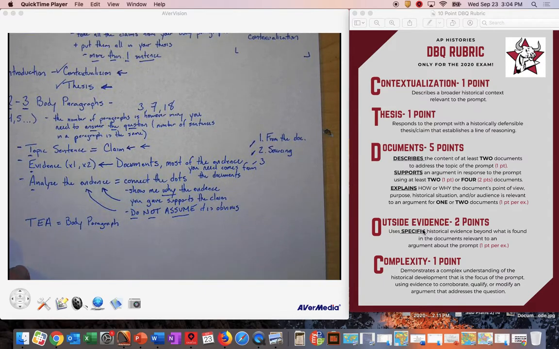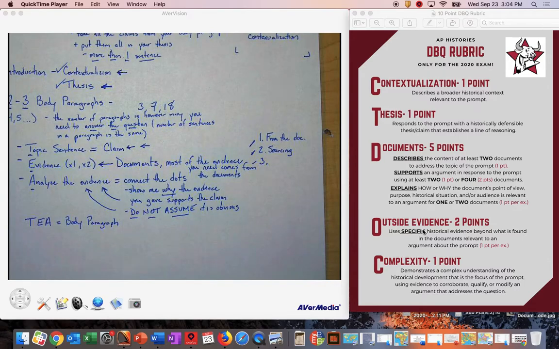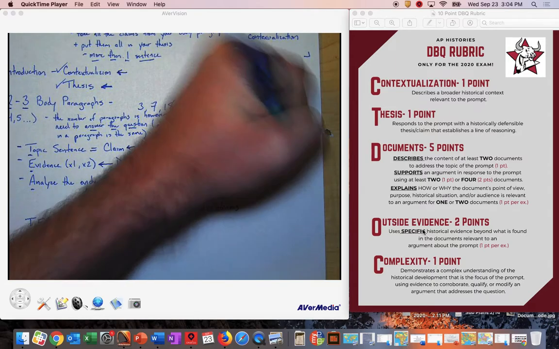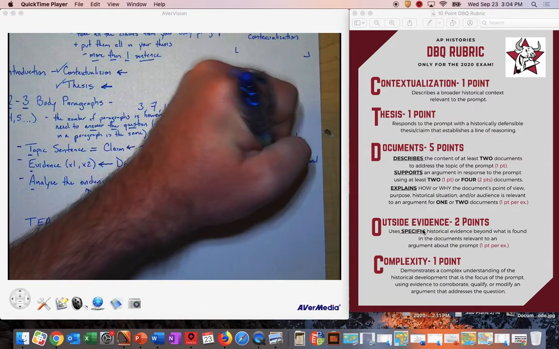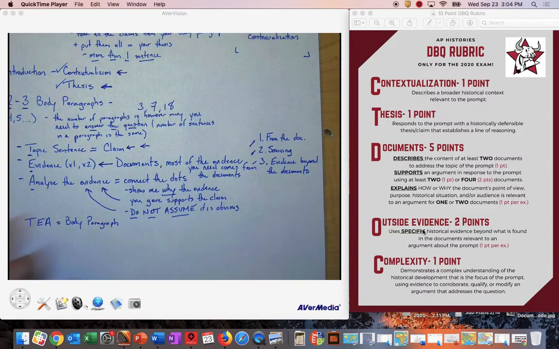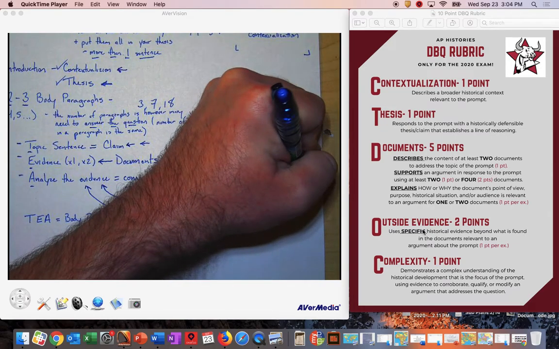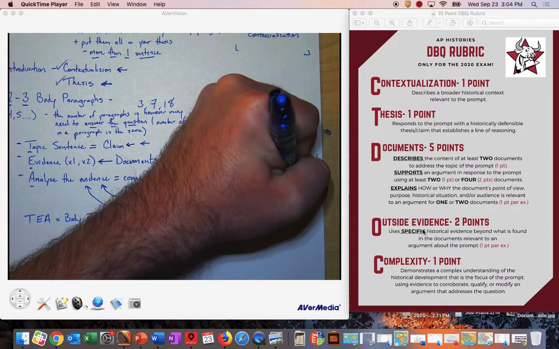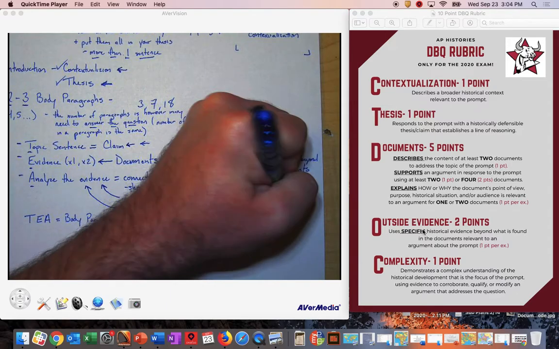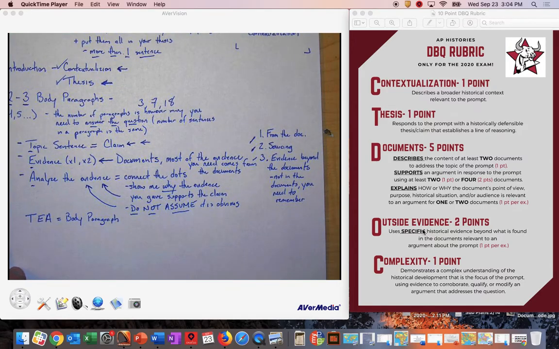Now, the last type of evidence you might need to use to support your claim is evidence from beyond the documents. So this is stuff that's not in the documents that you have to remember. You need to remember something about this topic.